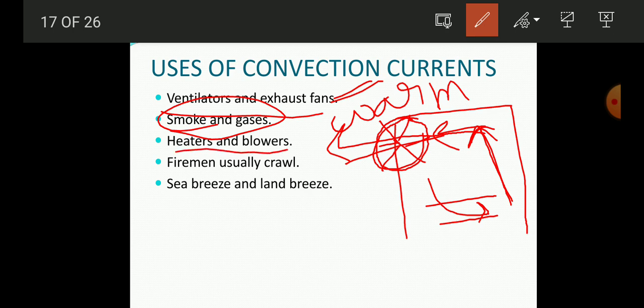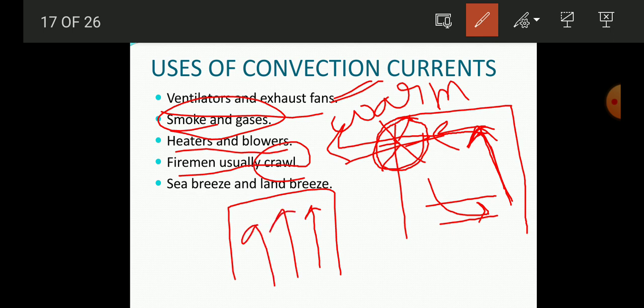Here, heaters and blowers. Firemen usually crawl because the fire, which is full of smoke, moves upward. Suppose in a room a fire takes place, then all the smoke moves upward in the room. If the firemen are standing upright and entering the room, all the smoke goes into their nose or mouth. That is why firemen never go upright into the room. They always go by crawling.